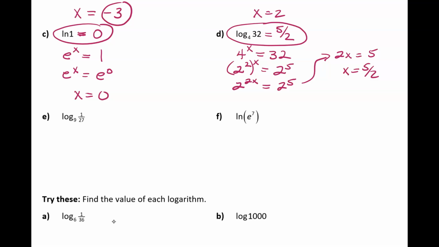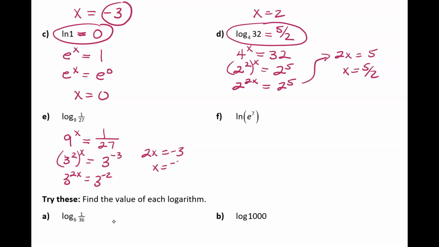Let's keep going. The log base 9 of 1/27th. So our base is 9, our exponent is unknown, and that's equal to 1/27th. Again, 27 is not a power of 9. But both 9 and 27 are powers of 3. So 3 squared raised to the x power equals, and 1/27th is 3 raised to the negative 3. So that gives us 3 to the 2x equals 3 raised to the negative 3. So that means 2x is negative 3, dividing both sides by 2, negative 3/2.